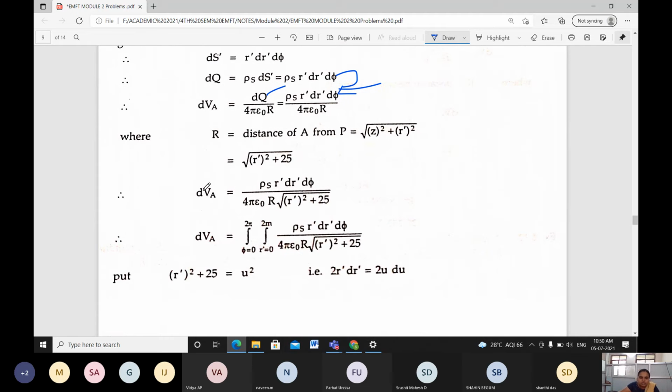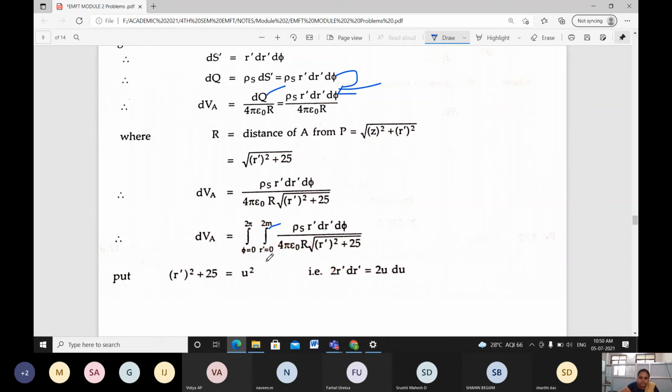Then dV is equal to rho s r dash d phi divided by 4 pi epsilon naught into the square root of r dash square plus 25. Observe that two variables come here, r dash and phi. R dash varies from 0 to 2 meters, just write it as 2, that will be enough. Then phi is from 0 to 2 pi.